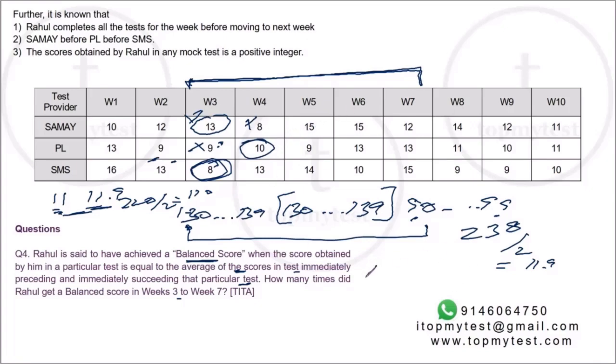12.5 plus 0.9 will be 13.4, which comes in this range. So possible. 13 and 9 cannot result in 15. So this is out. 14 and 15 cannot result in 9.